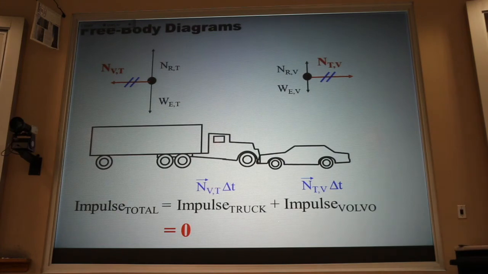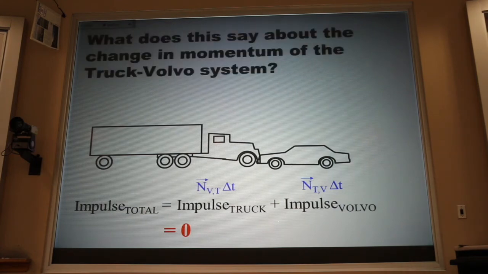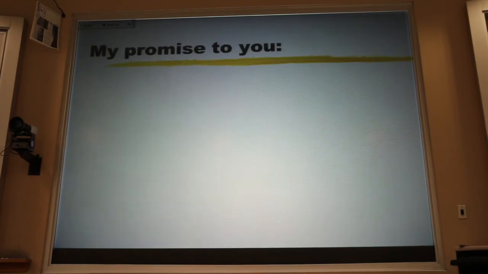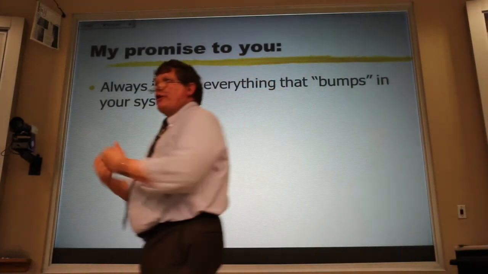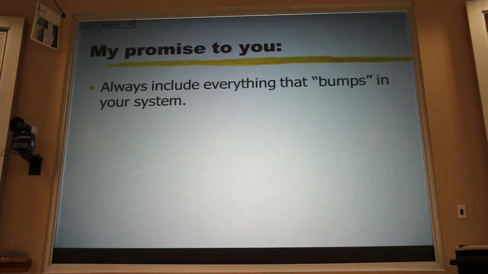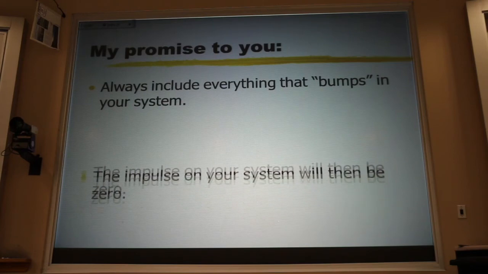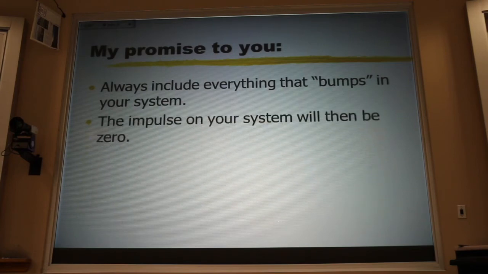Now, impulse is what changes momentum. If my system has no impulse, what does that tell me about the change in momentum for that system? It doesn't change. And that's what we mean when we say it is conserved. Here's my promise to you. If you always include everything that collides, or hits, or pounds, or touches, or pushes, anything that interacts in your system, then all of the forces will come as equal and opposite pairs by Newton's third law. The impulse on that system will be 0.